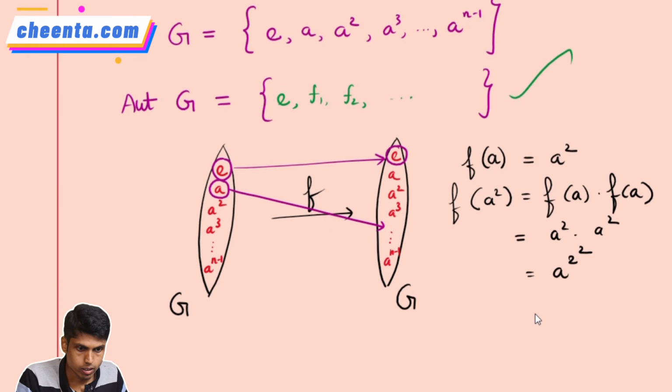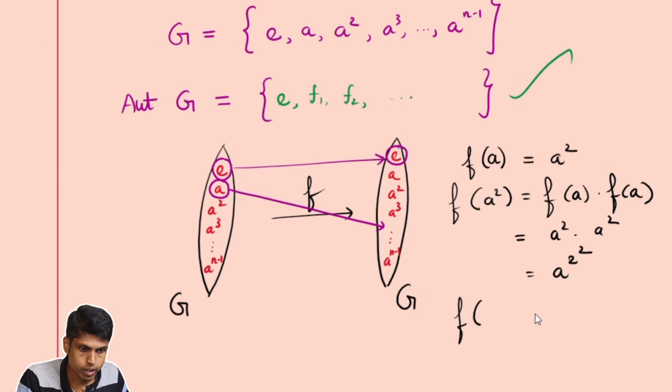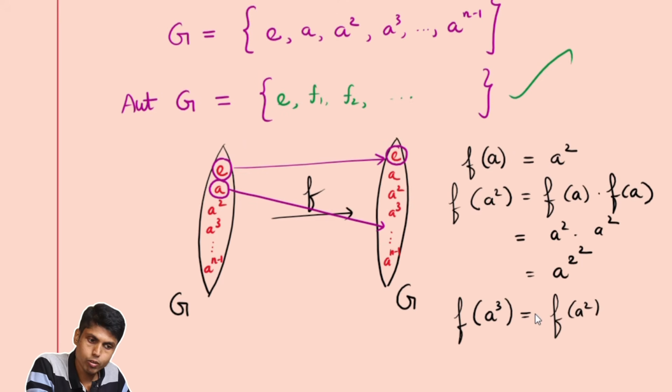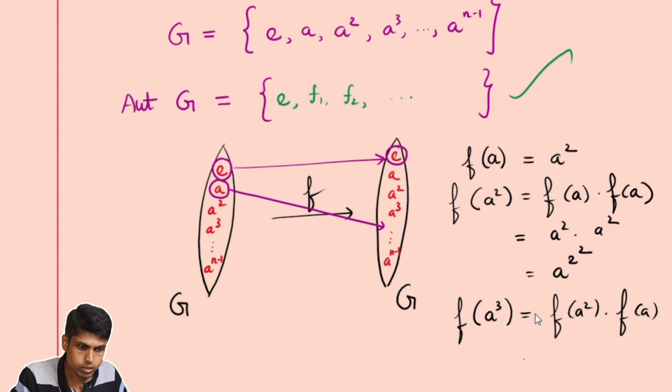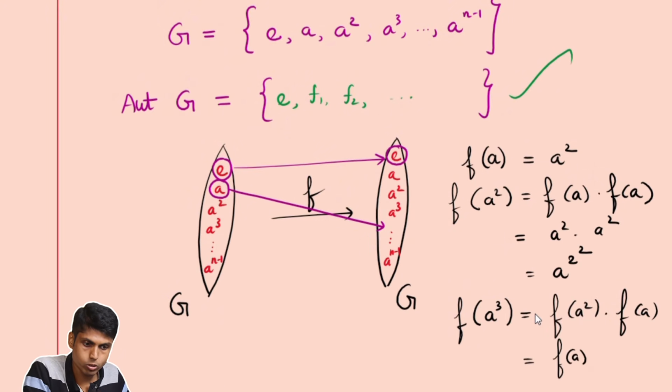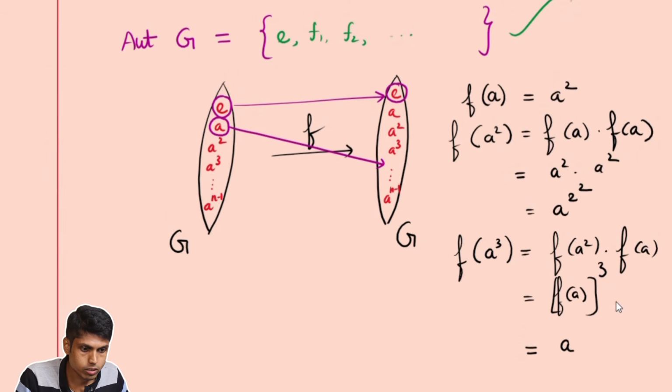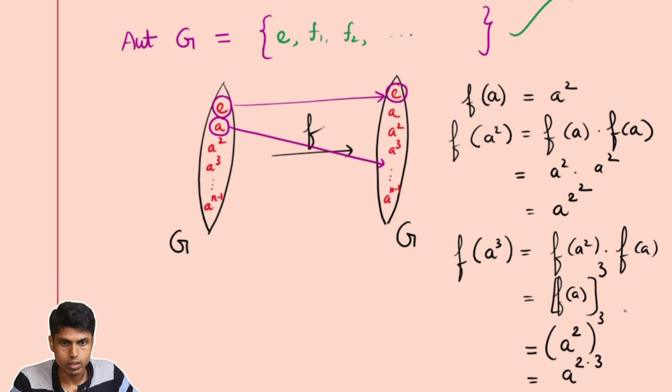Next, f of a cubed, this is going to be f of a square times f of a, and f of a squared is f of a times f of a. So this is in fact f of a the whole cube, and I'm representing the whole cube as the product taken thrice, that's it. So f of a here is a square, and that is raised to a power of 3. So that means a power 2 times 3. So here I will represent it as 2 times 2.